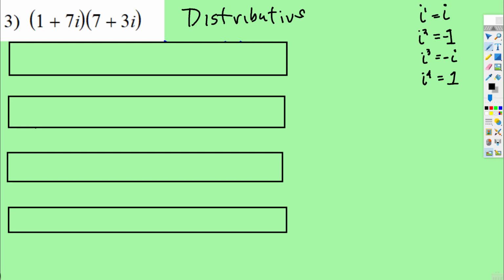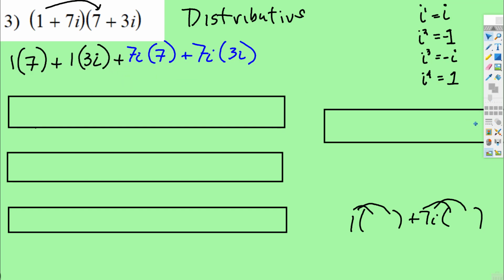So remember, in the distributive, you're going to have 1 times that set of parentheses plus 7i, because the 1 distributes to both of those, and the 7i distributes to both of those. So we have 1 times 7 and 1 times 3i, and then we have 7i times 7 and 7i times 3i. And notice what I put over here, the powers of i. So we have i to the first is just i, but i squared is -1.